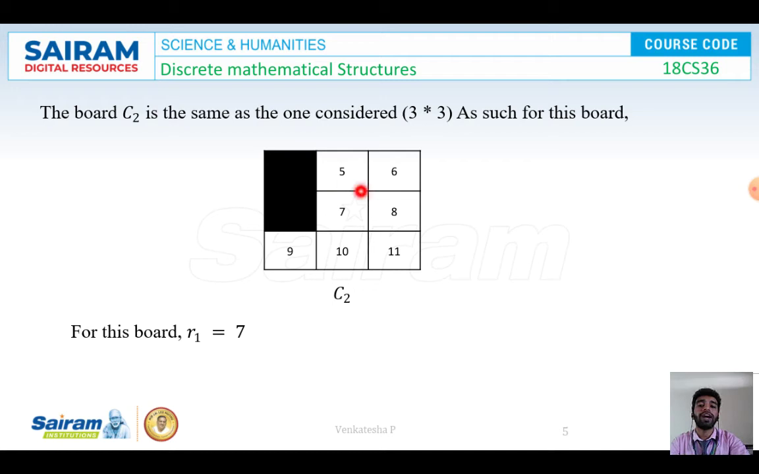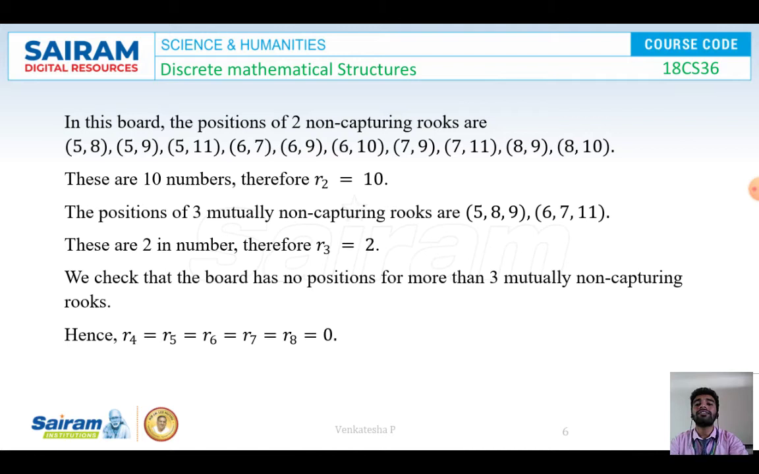I will get 5, 8, 9 and 6, 7, 9. Is 5, 8, 9 already counted? Yes. I think that's all. So this board has two non-capturing rooks as I listed: 5-8, 5-9, 5-11, 6-7, 6-9, 6-10, 7-9, 7-11, 8-9, 8-10. They are 10 in number, so the value of R2 is 10. And the 3 non-capturing rooks are only 2 in number, so the value of R3 is 2 here.